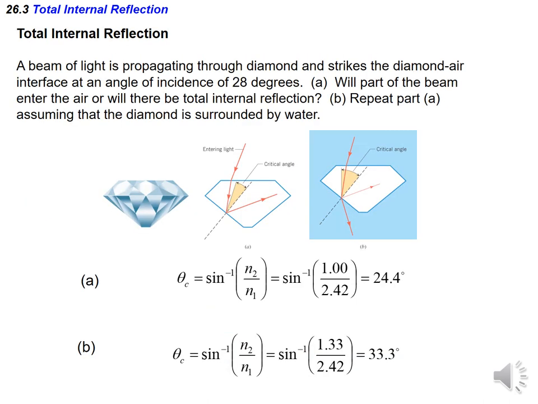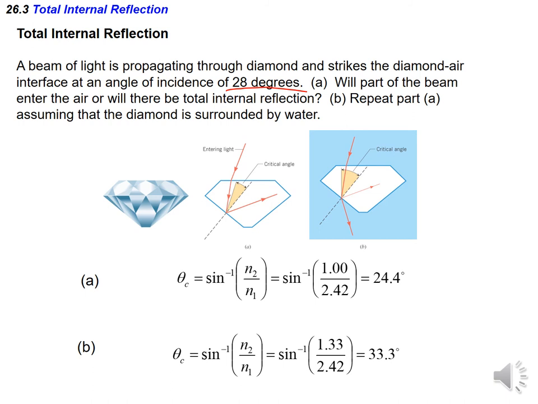A beam of light is propagating through a diamond and strikes the diamond-air interface at an angle of incidence of 28 degrees. Okay, so we have the given angle of incidence. Part A: will part of the beam enter the air, or will there be total internal reflection? So the question here is, will there be refraction or not? Part B: then repeat part A, assuming that the diamond is surrounded by water.